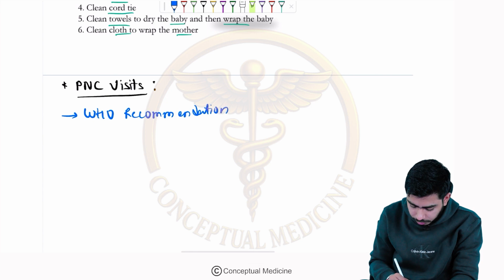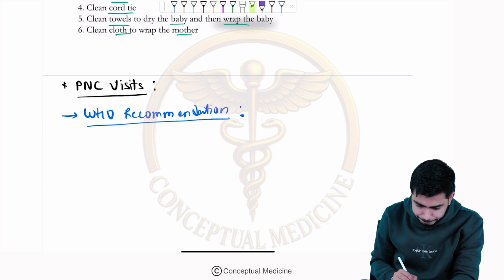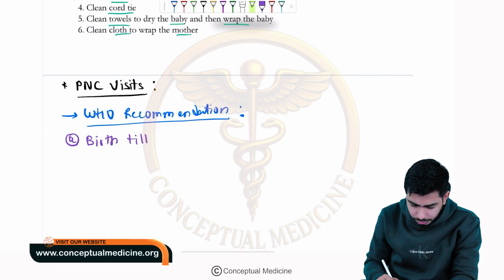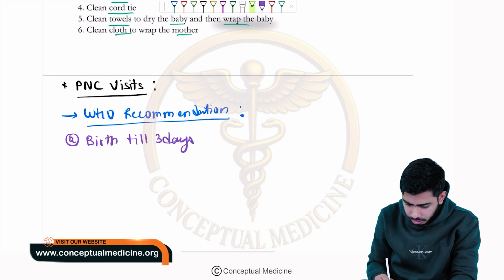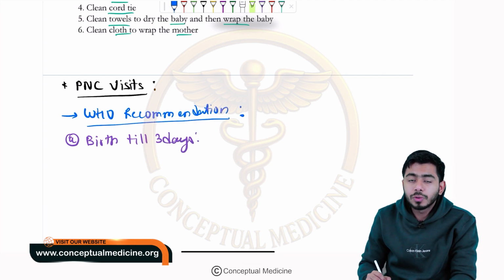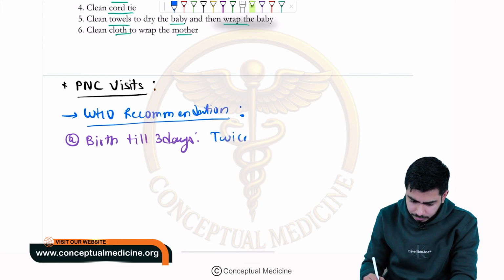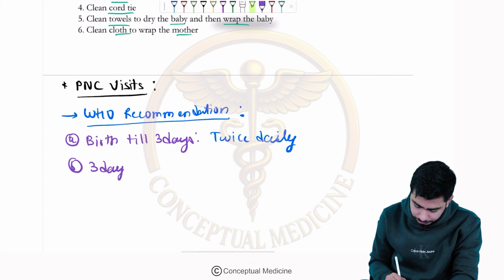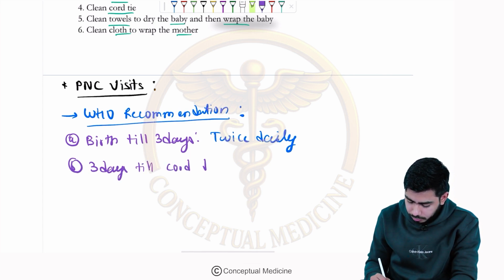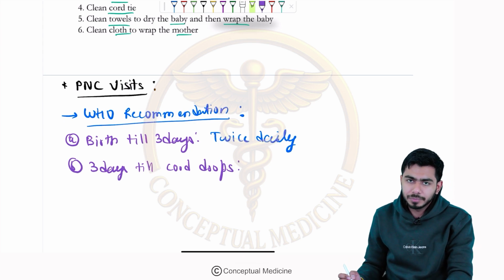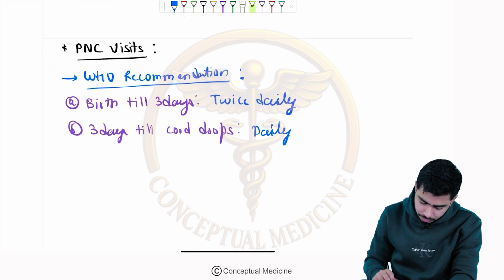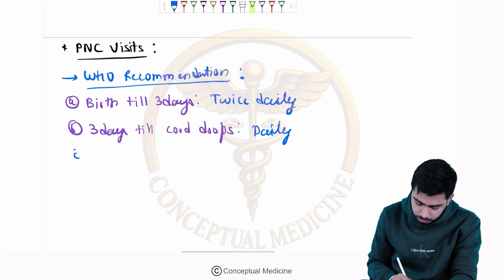According to the WHO, from the birth till 3 days, there should be a visit twice daily, right? Then 3 days till cord drops. I'm talking about the baby, right? From 3 days till cord drop, there should be a daily visit. Okay. This is according to WHO.